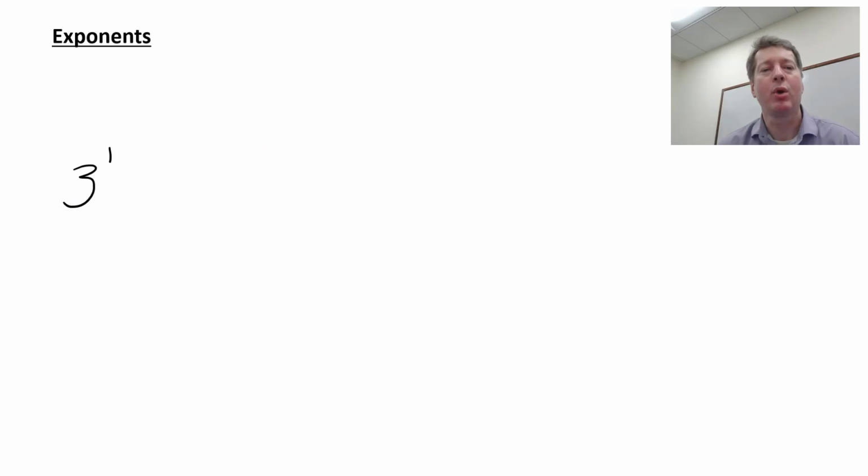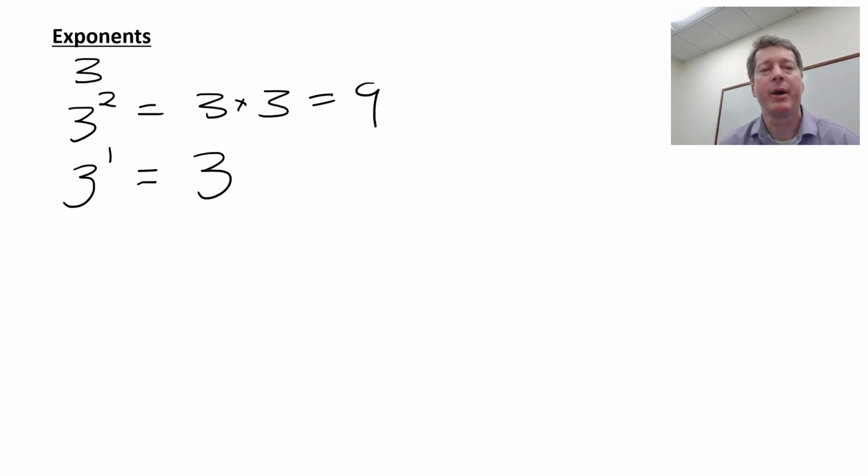3 raised to the power of 1. Anything to the 1 is just the number itself. So 3 to the 1 is 3. 3 raised to the power of 2, 3 squared. So we said 3 times 3, so of course that's 9. 3 raised to the power of 3, 3 cubed, as you would say, is 3 times itself 3 times, so that's 9 times 3, that's 27.